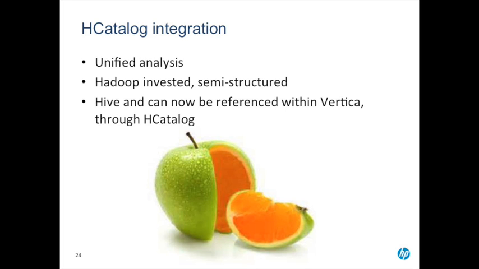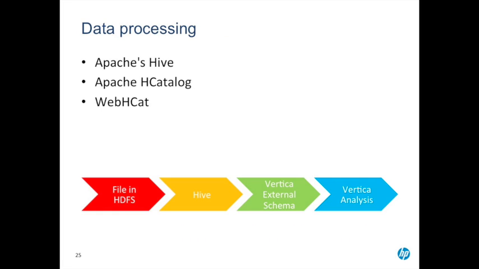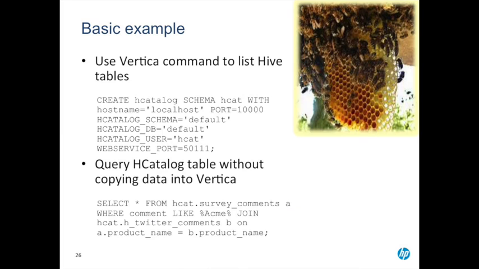So we're going to get a little bit into this sort of data processing. The idea here is that you've got Apache Hive that lets you query the data stored in Hadoop distributed file system the same way you'd query data stored in a relational database. You've got Apache HCatalog, which is the component in the Hadoop ecosystem that makes Hive metadata available to other Hadoop components. And then you have WebHCat that makes the HCatalog and the Hive data available via the REST web API.